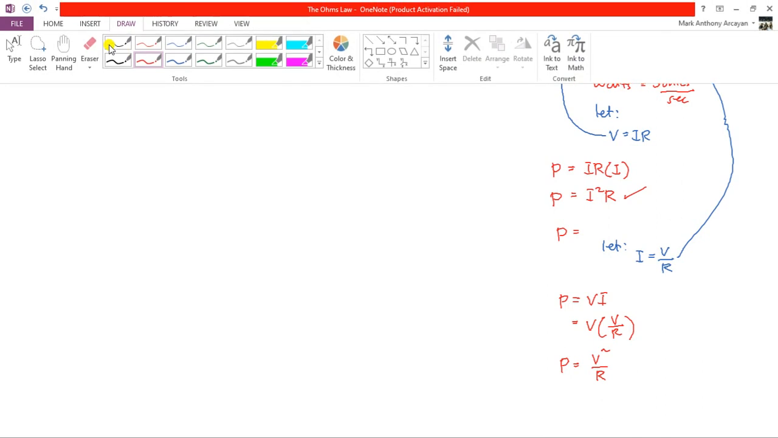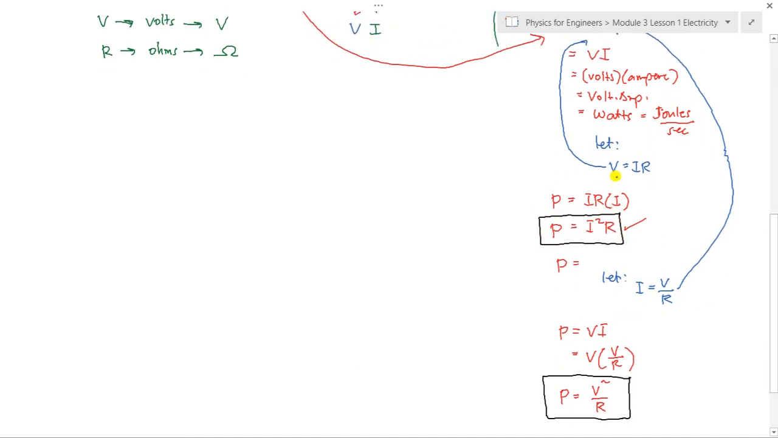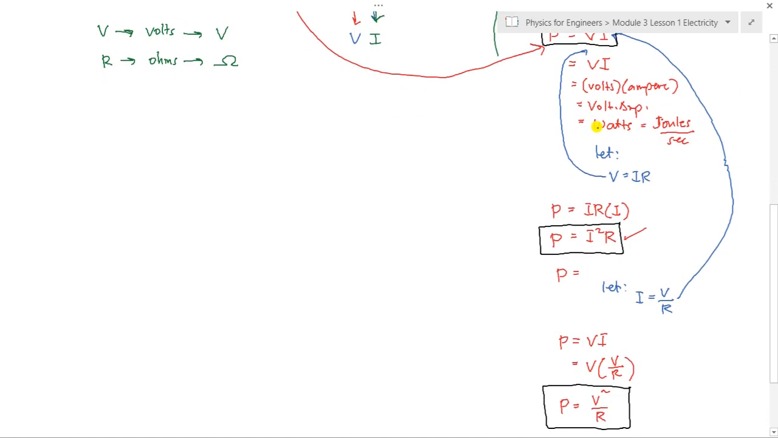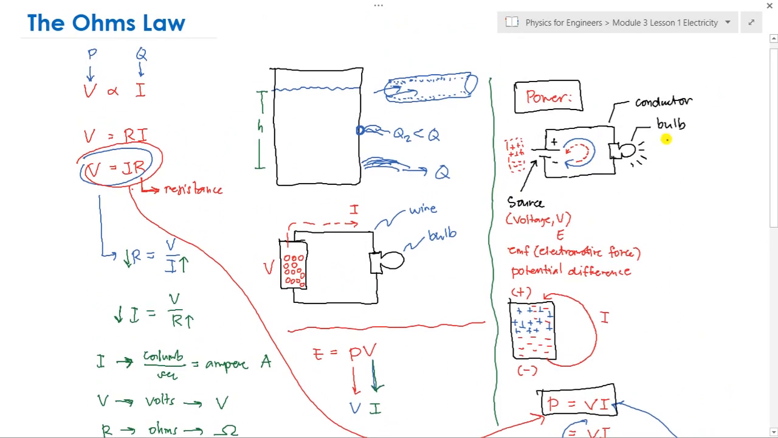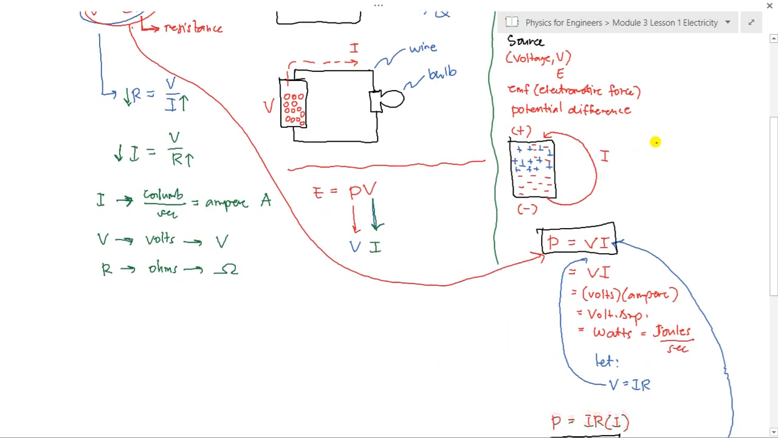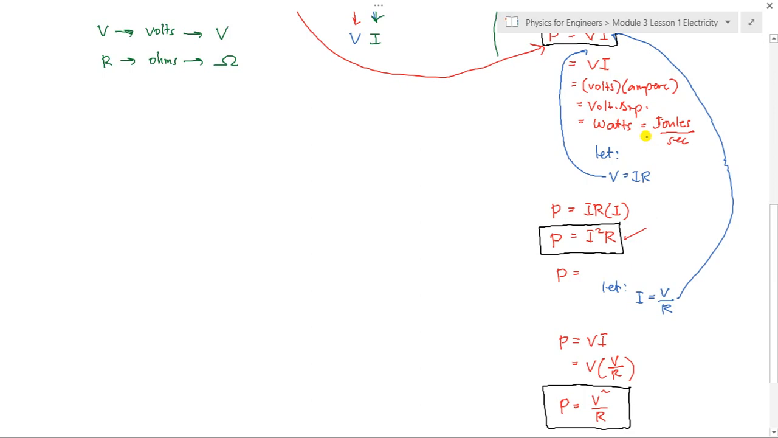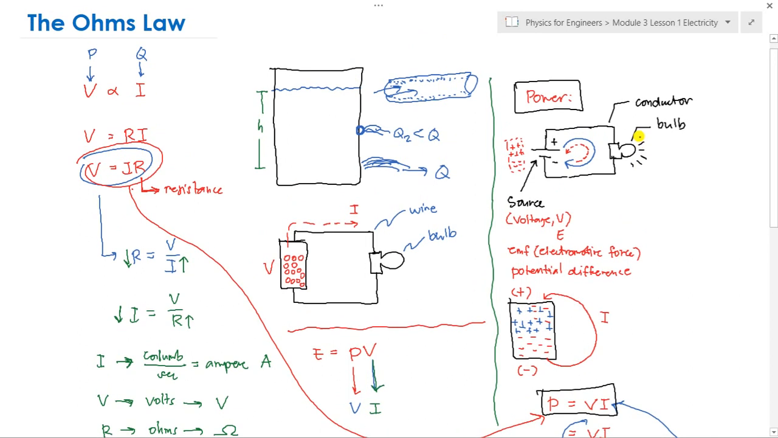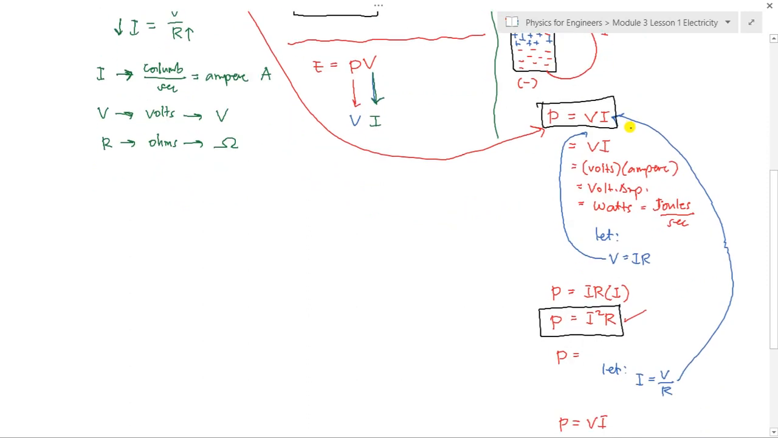So we have three forms here. Power is V squared over R, or power is equal to I squared R, and then we have the most basic one, V times I, or voltage times the current. If we have a lot of devices, we will use these in the analysis of electrical circuits, like series and parallel. We are going to talk about that later. Any questions? Are you following, class?